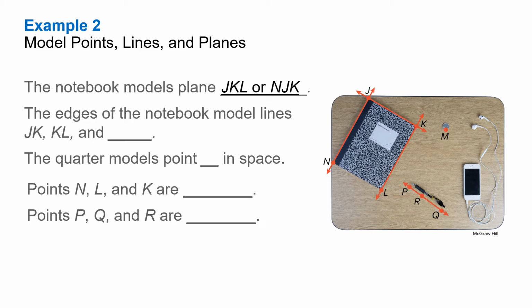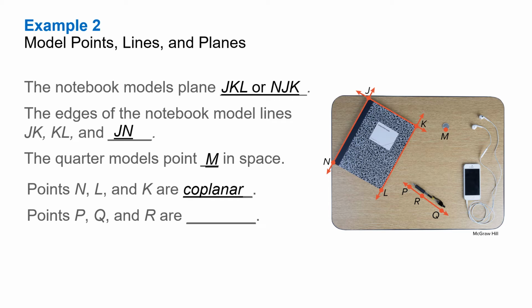And then what's the last line in this diagram? Yeah, it's JN. The quarter's right here. What is it modeling? It's modeling point M. And then points N, L, and K, so N, L, and K, they are what? Well, they're on the same plane, so they're coplanar.